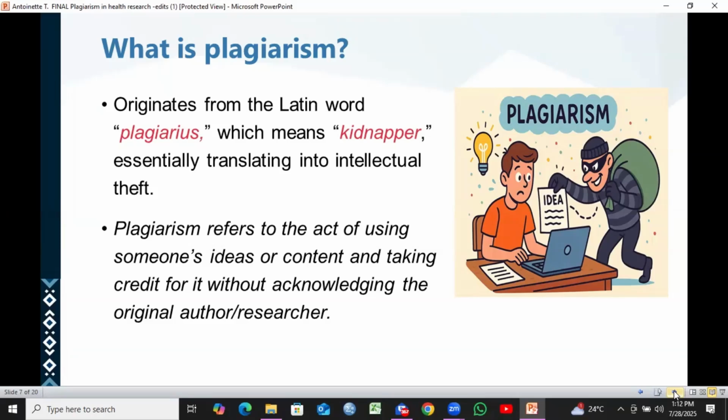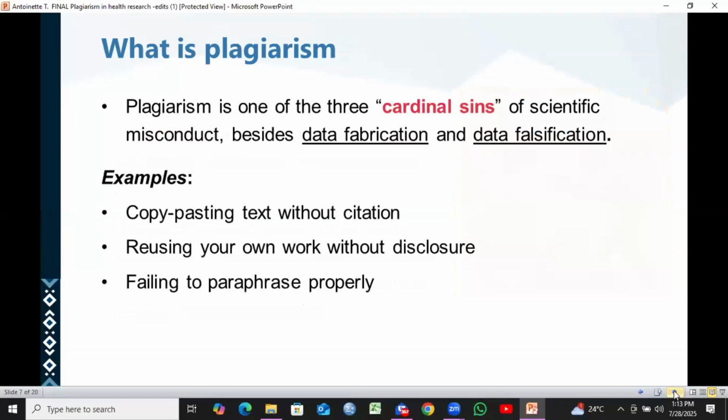Like in the cartoon representation that we are seeing on our right, we are seeing someone who has been working on a paper, then another person just comes in, steals the idea and uses it as his. So plagiarism is a very, very bad academic misconduct, which has severe consequences. Aside from plagiarism, we have data fabrication and data falsification that are part of the three cardinal sins of scientific misconduct. Most people who plagiarize will also practice data fabrication and data falsification, and these are going to lead to bad results, and we know what that can do to research as a whole.